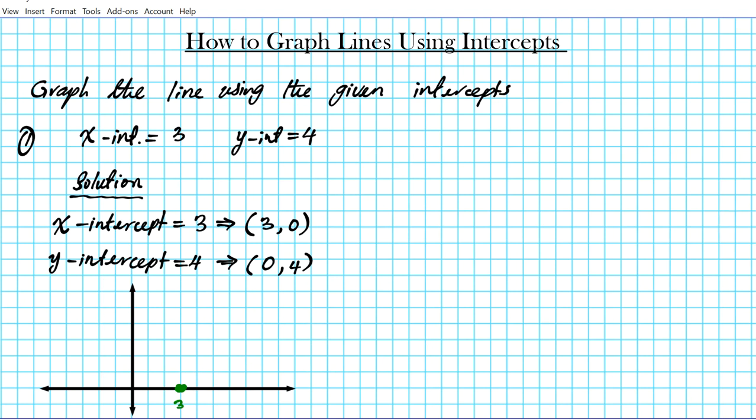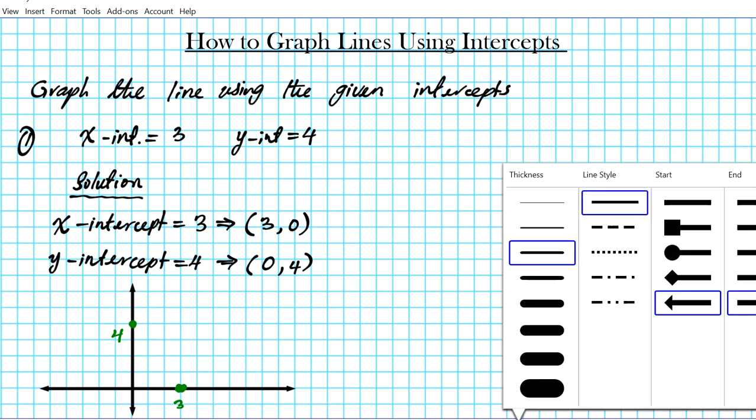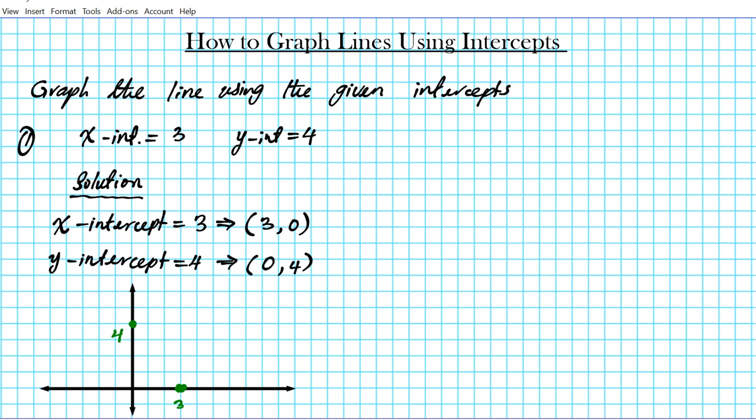And then on our y-axis, the y-intercept is 4, so you count 1, 2, 3, 4. Our y-intercept is 4, counting by ones. So the line that goes through these 2 points is basically the graph that we're looking for. Let's make it red. And then this is our graph right here. Adjust it a little bit. So that's basically how you draw lines given intercepts.